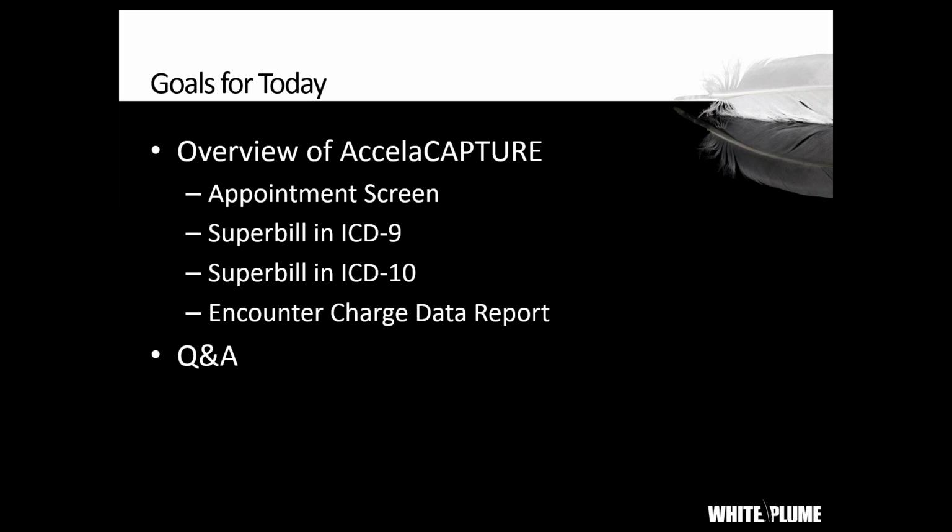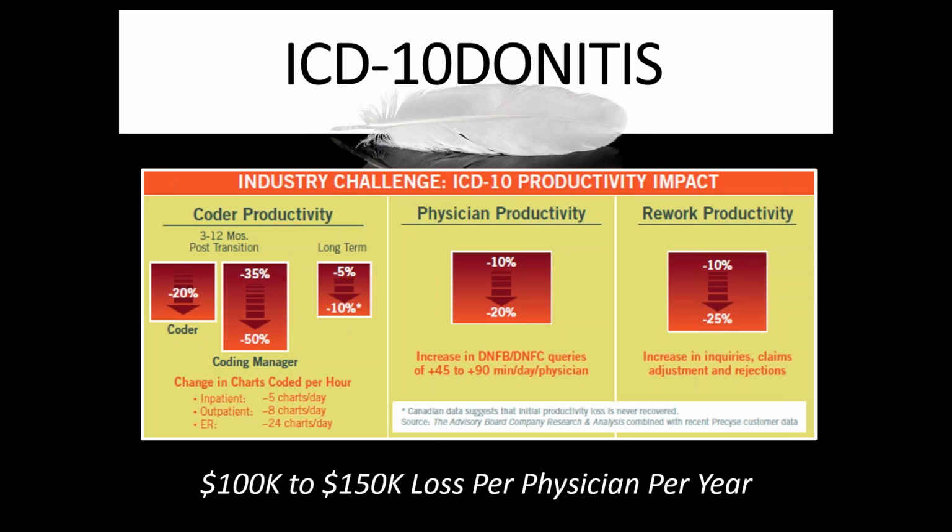Just a quick reminder, a quick refresher for what we talked about last time, and why we're talking about this. The problem is ICD-10. As we transition to ICD-10, physician productivity is at risk. This is a study that was done by the Advisory Board. They looked at Canada's transition to ICD-10 and saw a 10 to 20% decrease in physician productivity because doctors were answering questions from the coding and billing staff.